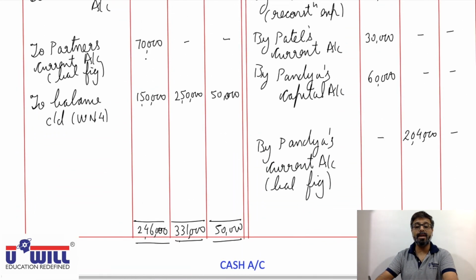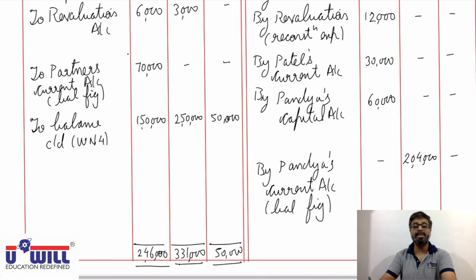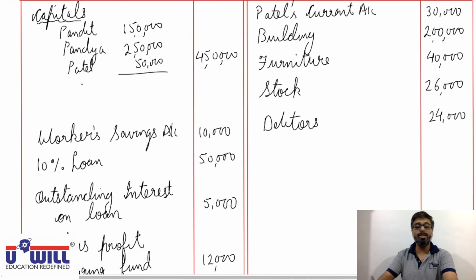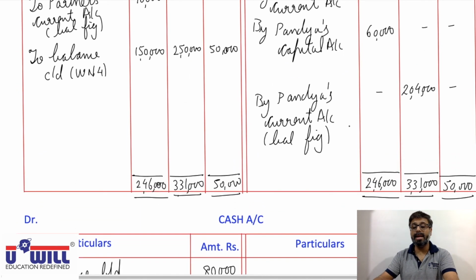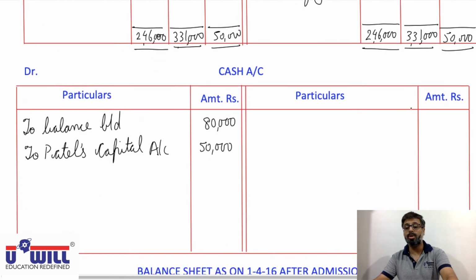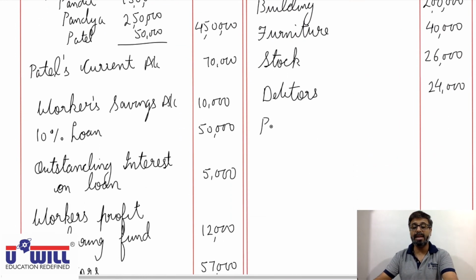Now in this partner's current account, this 70,000 is a credit balance, the credit side total was more. So 70,000 you write on the liabilities side, Pandit's current account. It's a credit balance, so you write it on the liabilities side, 70,000. And this balance, Pandya's current account 2,04,000, the debit side was more, so it is a debit balance, and you write it on the asset side, Pandya's current account 2,04,000.